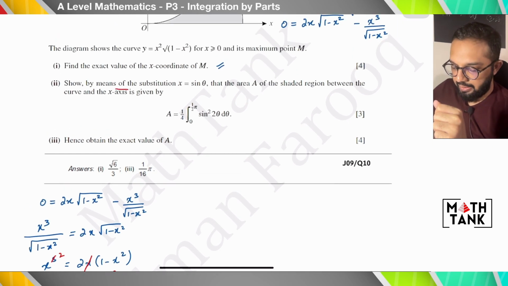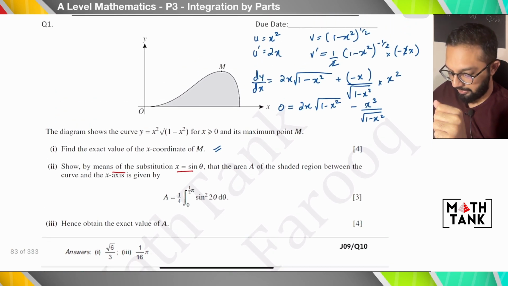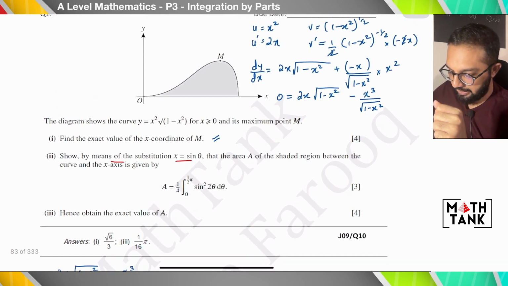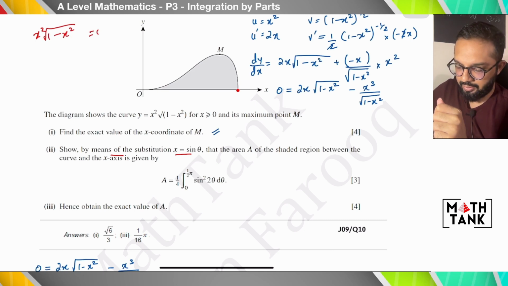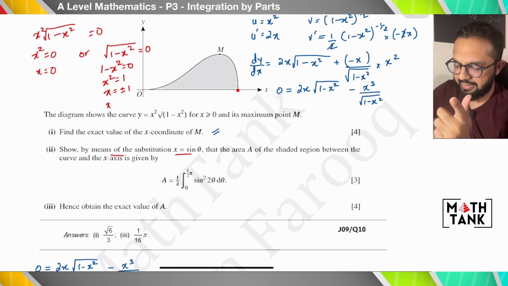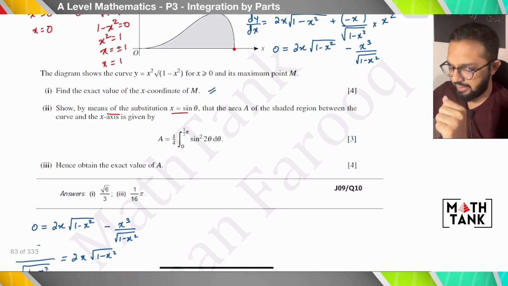Then it says show by means of a substitution x equals to sine theta that the area of the shaded region between the curve and the x-axis is given by this. So I need to find this point first so that I can use it as a limit. I'm going to say that either this equals to 0 or that equals to 0. That gives me x as 0 and 1 minus x squared as 0. x squared is 1, x equals to plus minus 1. So x equals to 1 because it's again on the positive side only.